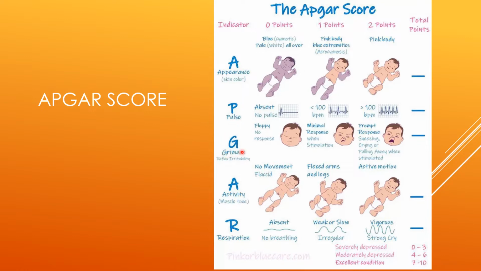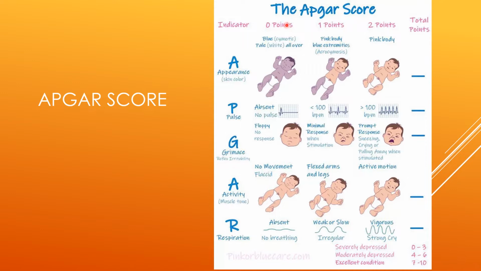Then grimace means reflex irritability. Suppose we do anything on the baby's body, the baby automatically reacts. That we call grimace. Then activity: in that we check only the muscle tone of the baby, how the baby flexes the leg, and even if we pull the baby's leg, it automatically goes back. That is all muscle activity. Then respiratory: here it does not mean respiratory rate, we have to check respiratory effort. So these are the 5 things we have to discuss.